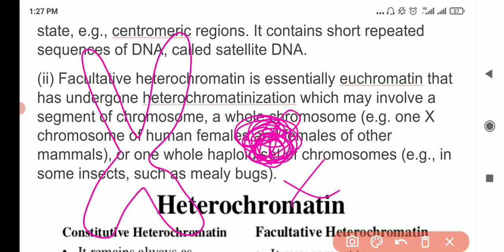Because one X chromosome we already have. Why do we need two? One copy we already have. This second one is just a copy of the same. So this is a very good example of a facultative chromosome.